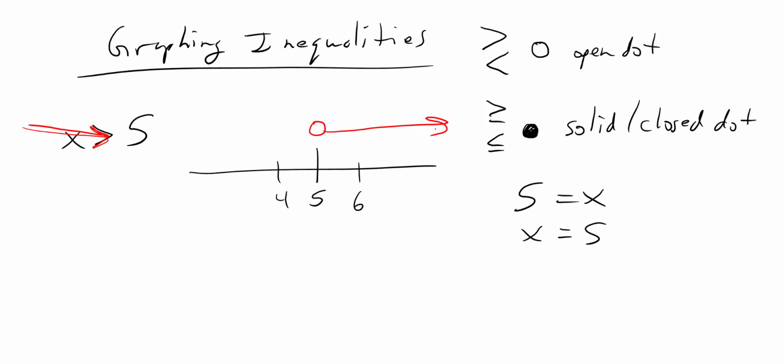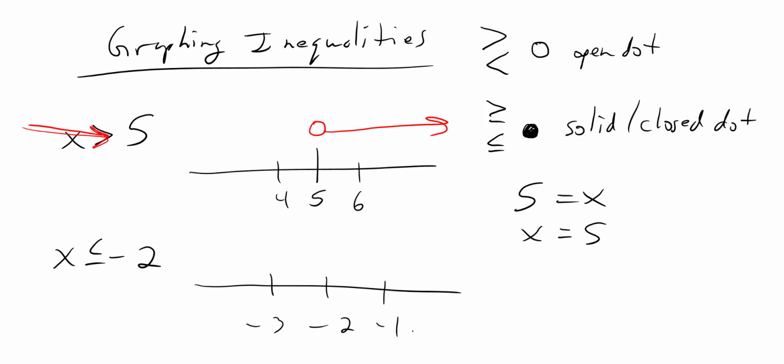Okay? That's not bad. And so I'm going to give you another one here. x is less than or equal to negative 2. Okay, draw the number line. So again, I'm going to put negative 2 in the middle here. This is more negative, so negative 3 and negative 1. Okay, and then it's a solid dot at negative 2.